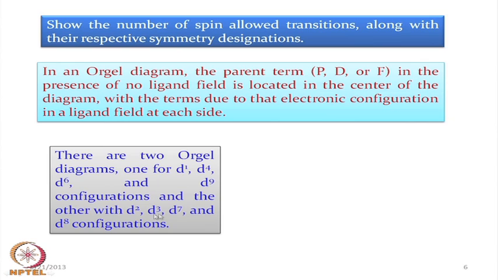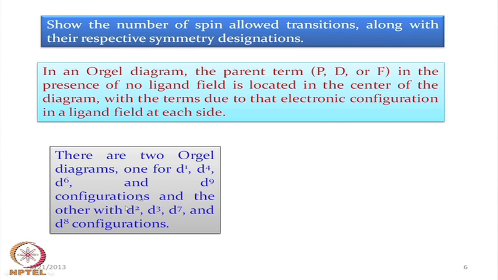Similarly, D2 and its hole equivalent D8, and D3 and its hole equivalent D7 can also be paired up. So, if we have the D2 D8 configuration, we have the corresponding ground term as 3F. Similarly, if we have D3 D7, the ground term is again F, but of different spin multiplicity. So, we will be dealing with only the D term and the F term. The only difference for these different electronic configurations is the spin multiplicity.